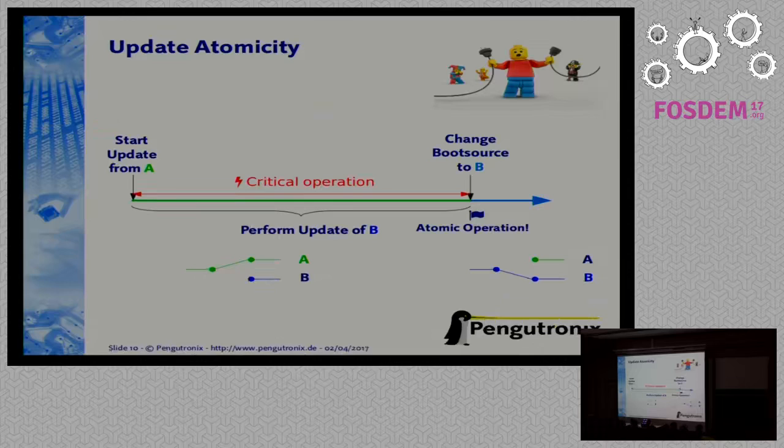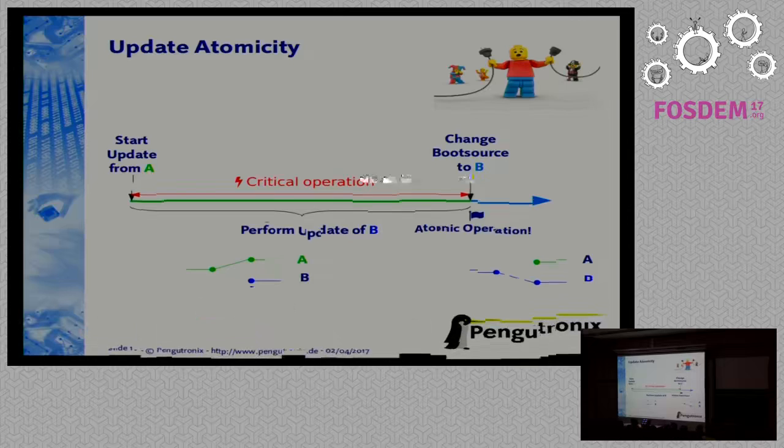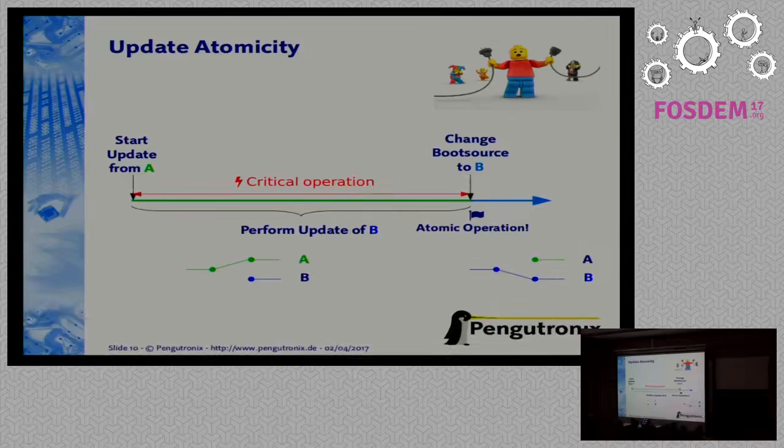Here's an example. You start your update from your running partition A, and you have to see the entire update as a critical operation. If something fails during this, then you have to roll back, or you don't have to break your device. So what you normally have is some kind of switch where you can say, okay, boot from system A, and then you turn the switch over and say, now boot from system B. This is normally done in the bootloader. And this operation has to be done at the very, very end of the update process, as the last operation. Only then can you be sure that your update was performed successfully. And it should itself be an atomic operation, of course.